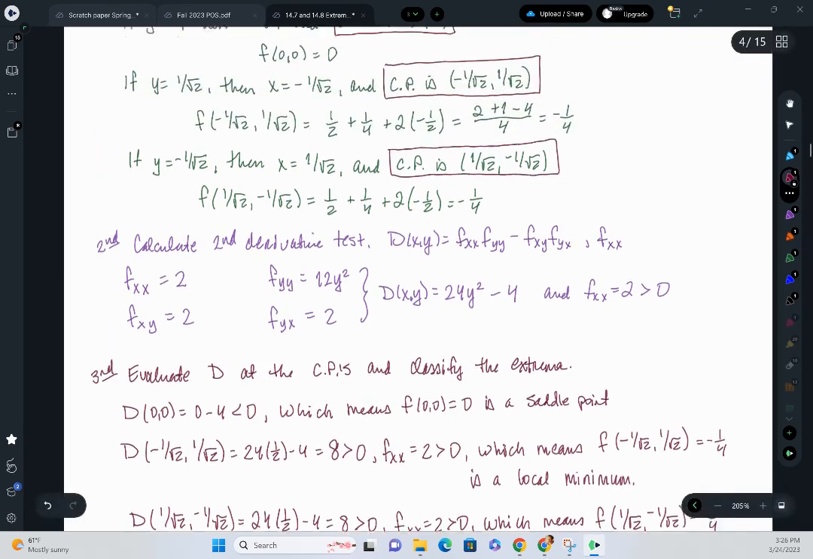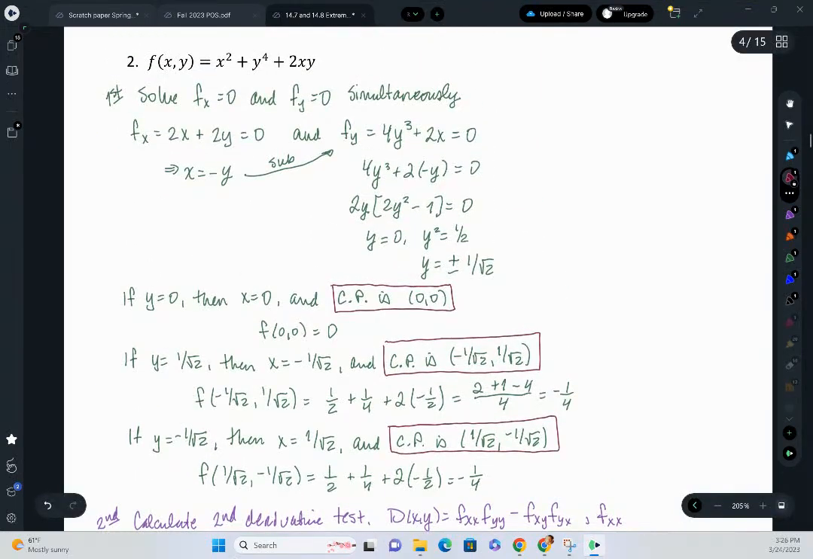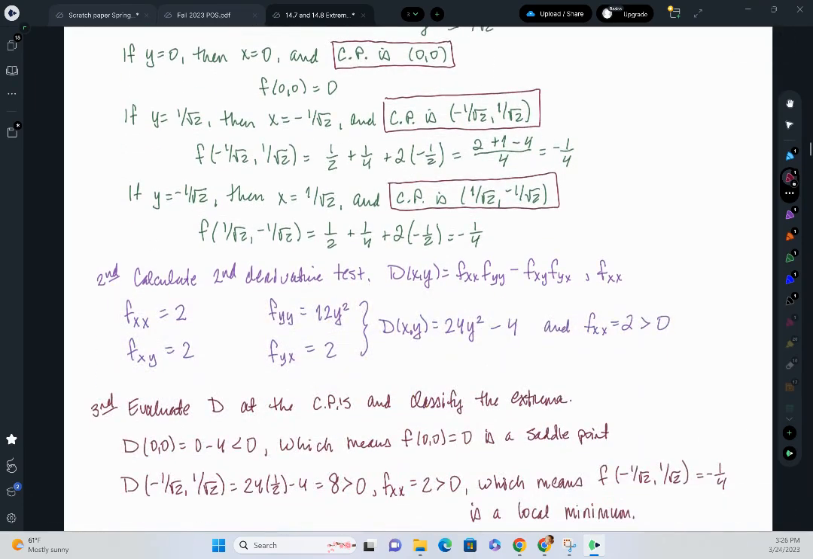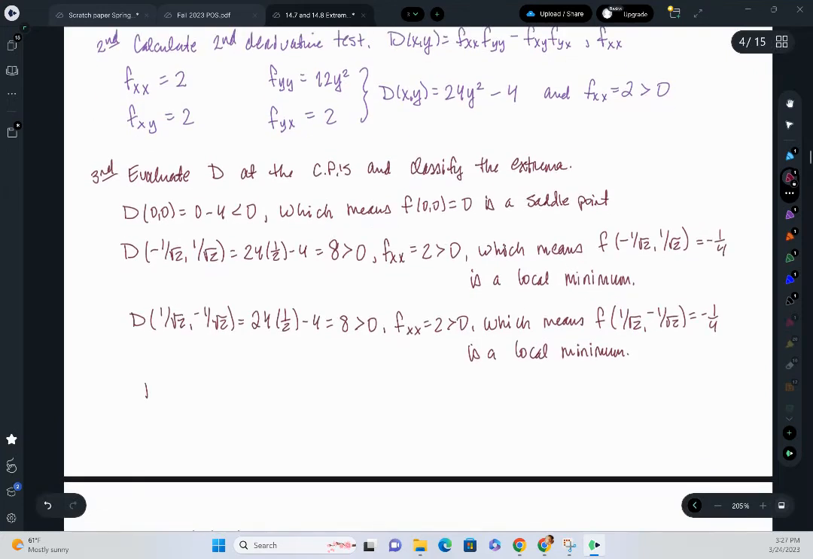Okay, so that's one more problem. Again, same steps we followed through with. We solved the first partial set equal to 0 simultaneously, and then we found our critical points based on those solutions. We calculated the second derivative test so that we had something to test our points in, and then we evaluated our critical points in the second derivative test so that we could classify our extrema. We have a local minimum, we have a saddle point, and there is no local max.